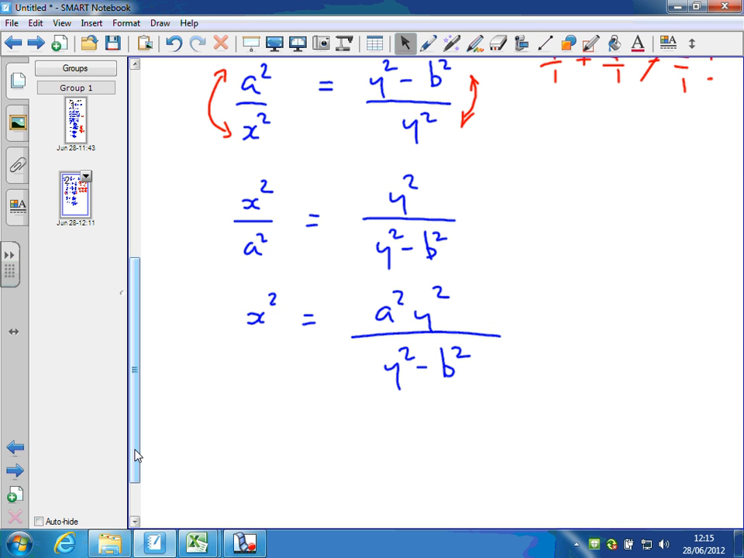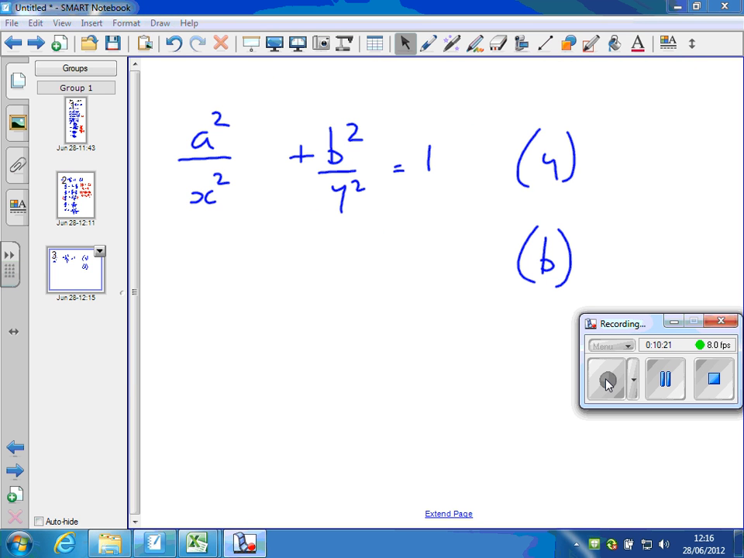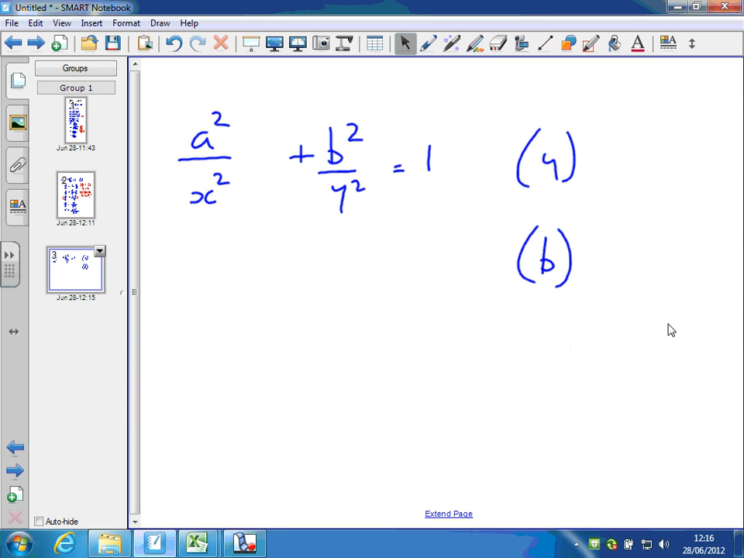Okay, what I would like you to do now is to take the original function, which is this, a squared over x squared plus b squared over y squared equals 1, and rearrange it for y. So that's almost exactly the same procedure as we've just been doing. See if you can work that through. And then slightly different, rearrange for b. At the bottom of the slide, I'll just put the solutions. I won't go through the working for these, but I'll just put the answers that you should be getting at the end.